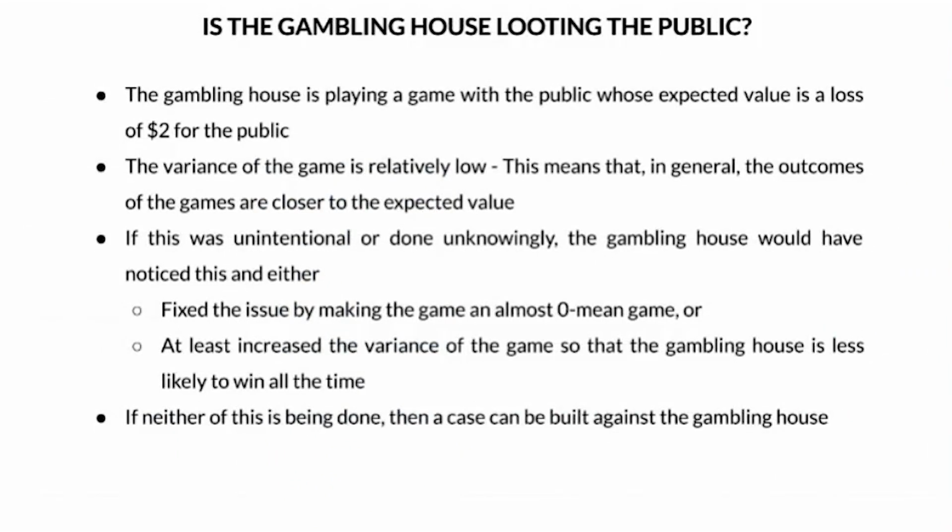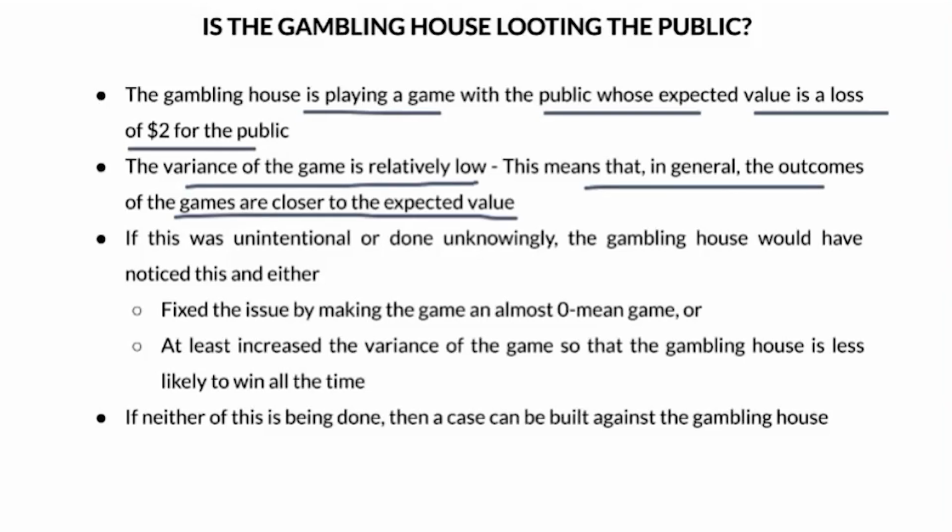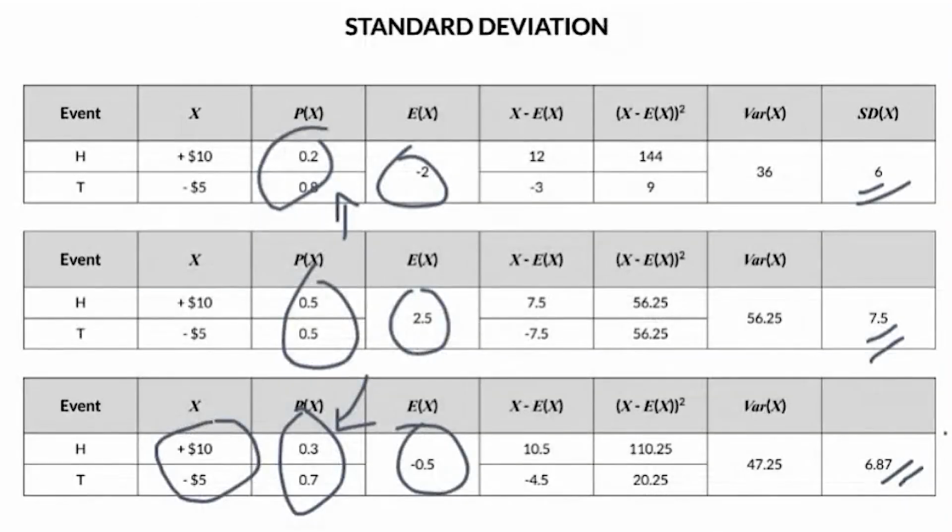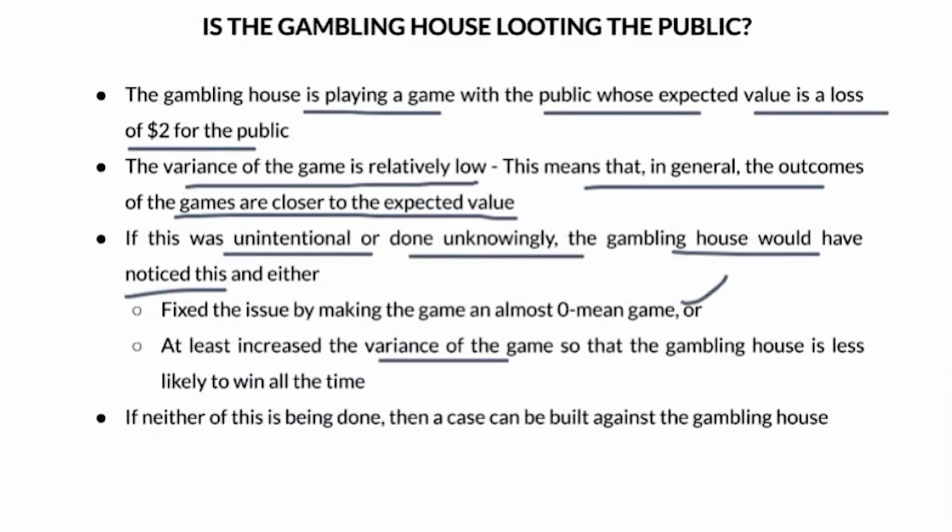Okay, so let's summarize. Is the gambling house looting the public? See, the gambling house is playing a game with the public whose expected value is a loss of $2 for the public. The variance of the game is relatively low, or the standard deviation is lower than other possible cases, right? This means that in general, outcomes of the game are closer to the expected value. If this was unintentional or done unknowingly, then the gambling house should have noticed this and fixed the issue. Either you make it an almost zero mean game, like in this case, right? Or you at least increase the variance, right? But if neither of these is being done, then surely you can build a case and take it up with the gambling house.